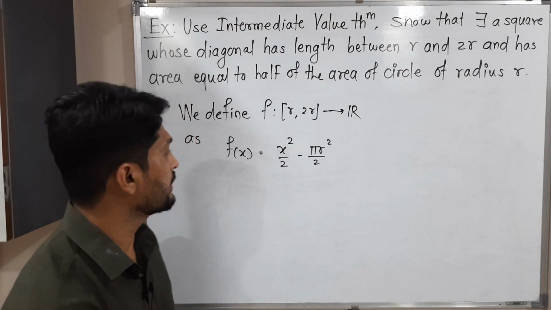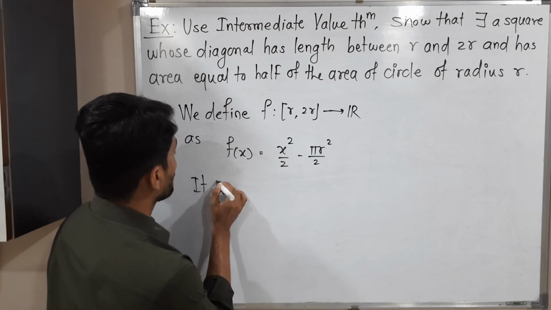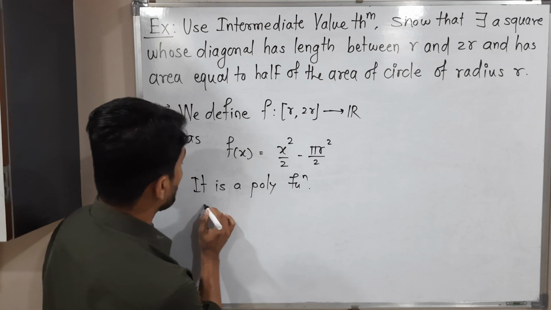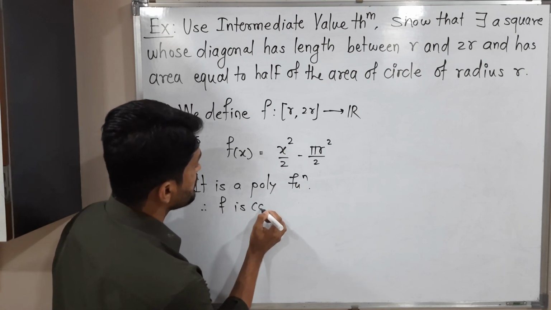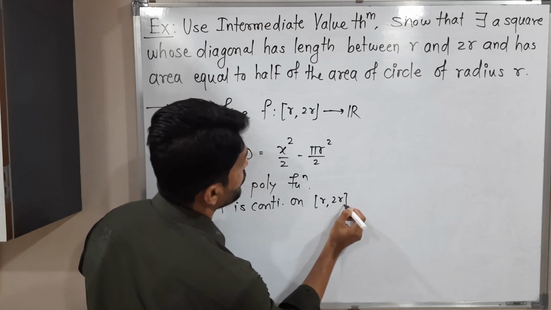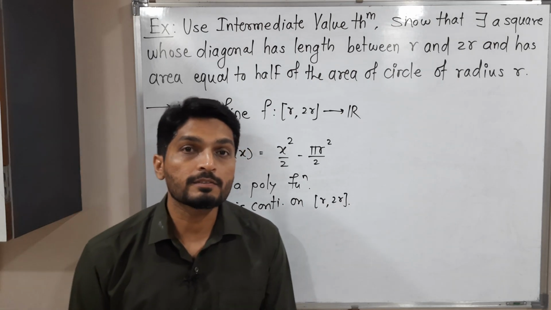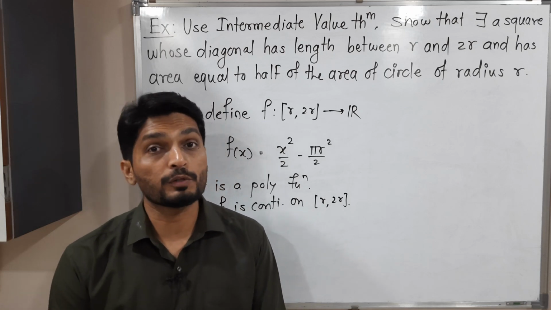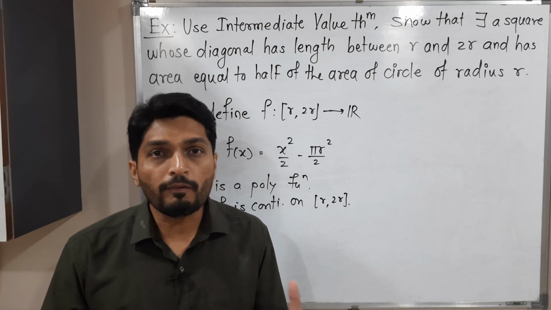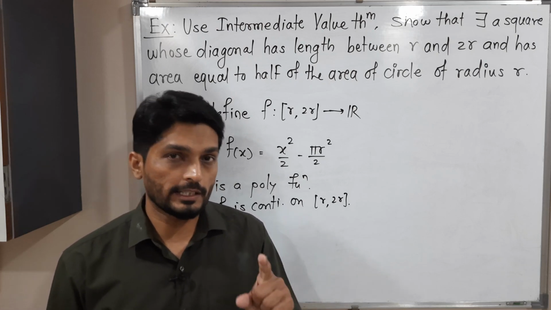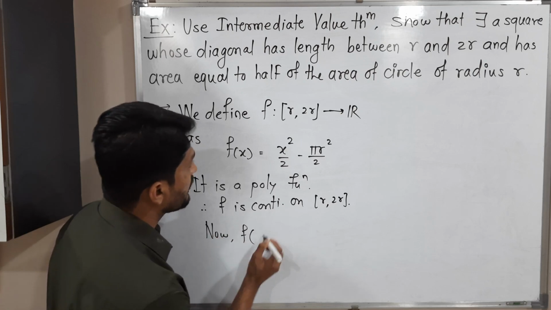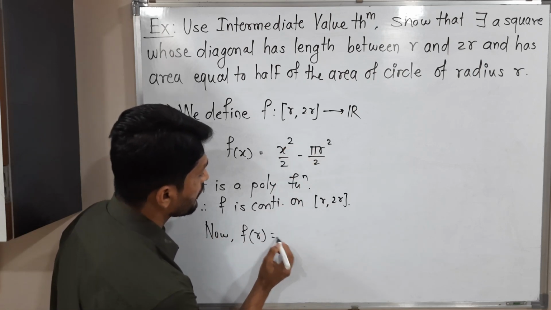So let me clearly mention, it is a polynomial function, therefore f is continuous on this interval r comma 2r. So this function f satisfies the very basic condition of intermediate value theorem, that is, f is continuous. So let us talk about what are the values of f at points r and 2r. Let us find.